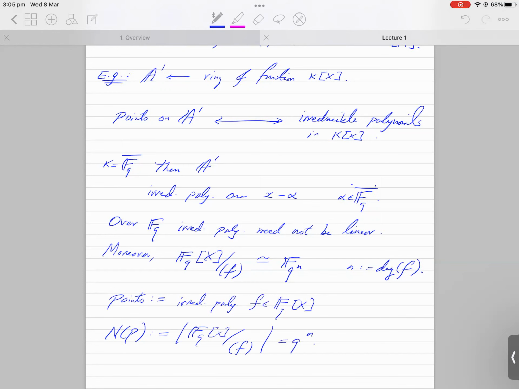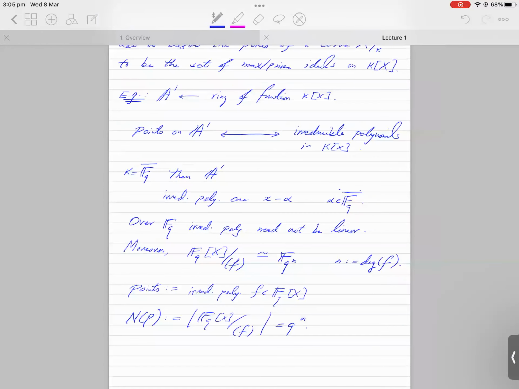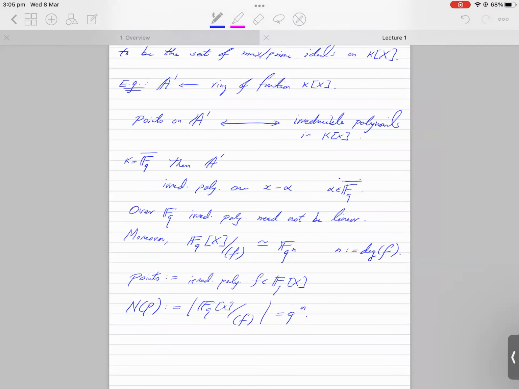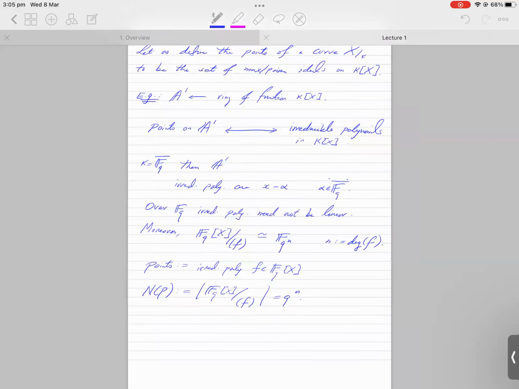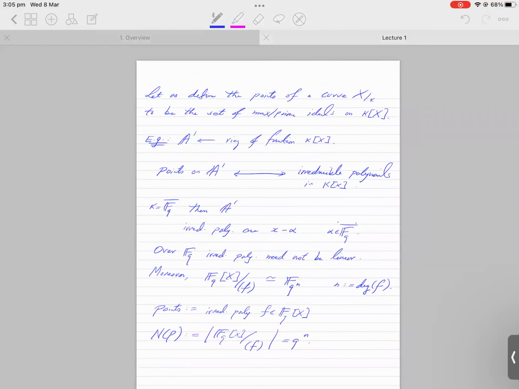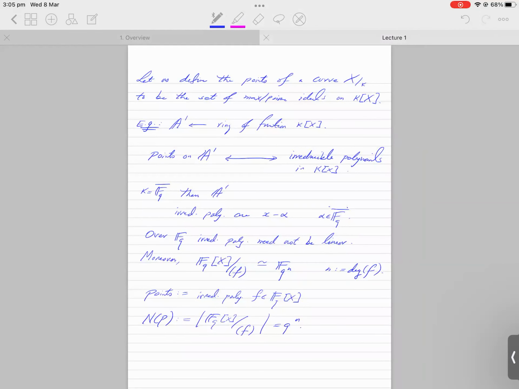Which is Q to some power of the degree, okay? And now I can define my zeta function, namely the zeta function associated to X. So this was an example. I gave it as an example on the curve A1, but actually this procedure works on any curve. You just have to be a bit careful.